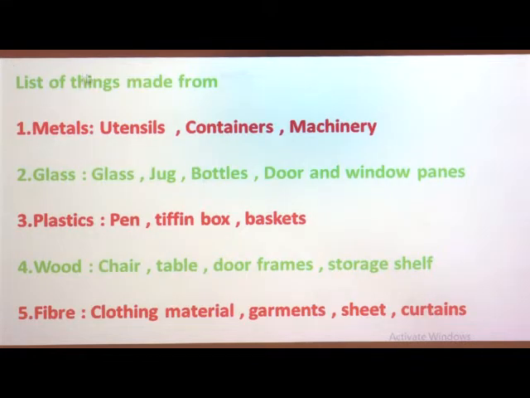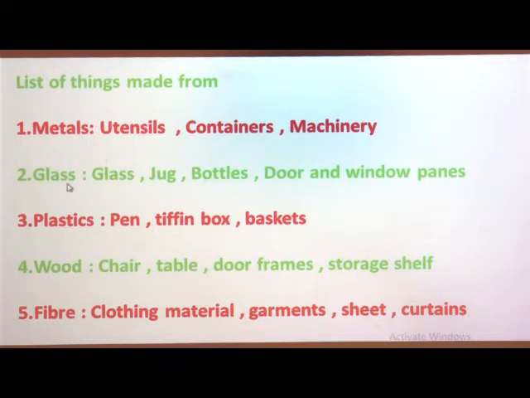See the list of things made from, like these are the things we use in our home: metals, glass, plastic, wood and fiber. So these are the things which we can sort into metals. Metals that we use in our home are utensils, containers and different types of machinery, which is also used sometimes at home and sometimes in factories and industries.